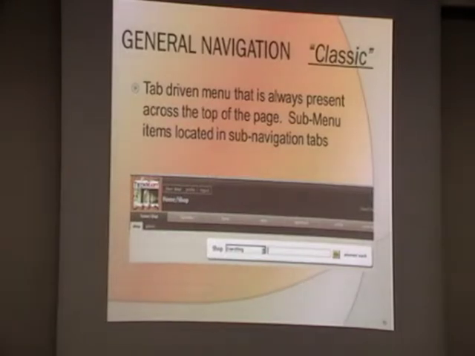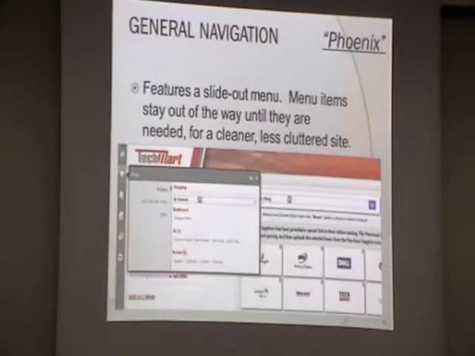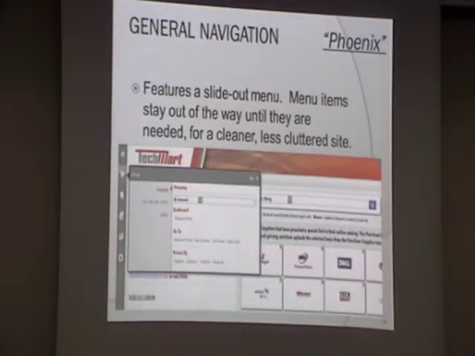The general navigation of the classic UI was a tab-driven menu that is always present across the top of the page, with sub-menu items located in sub-navigation tabs. Phoenix features a slide-out menu. Menu items stay out of the way until they are needed for a cleaner, less cluttered site. Notice we are using icons now versus the tabs with the wordings, and the icons are located over here.